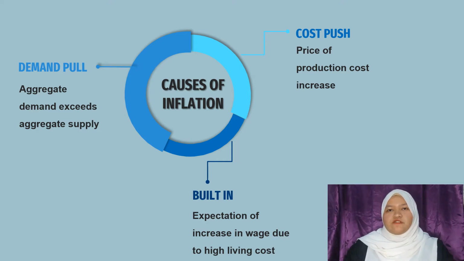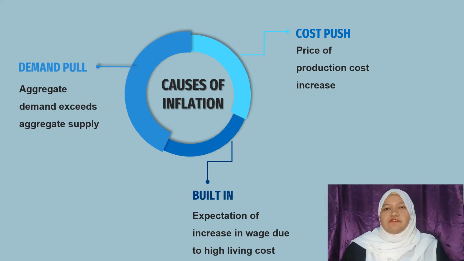Demand pull refers to a situation where aggregate demand exceeds aggregate supply. In this situation, firms or producers tend to increase the price of goods and services. Second, cost push refers to a situation where production costs such as raw materials and labor increase. This results in higher prices of goods and services even though demand remains constant.